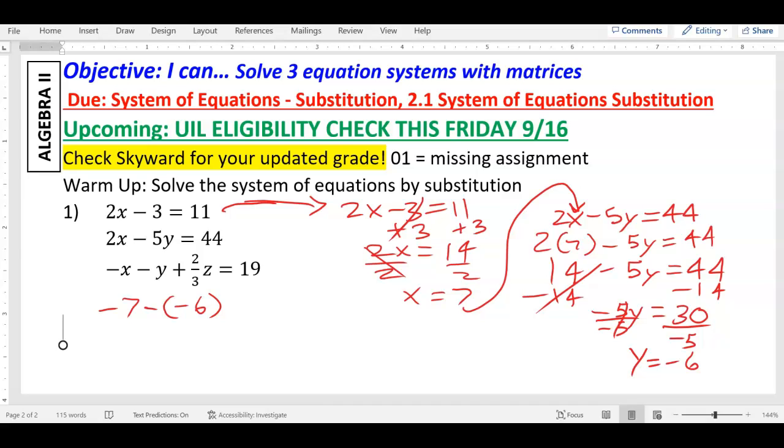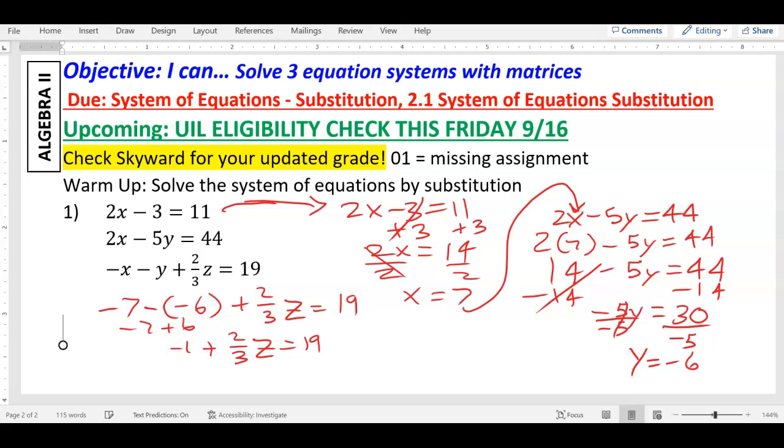So it's subtracting a negative 6. If you only put minus 6, it's going to be wrong. Okay, bring down plus 2/3 z equals 19. So the minus and negative is like adding. If you want to rewrite it as negative 7 plus 6, that's fine. But the main thing is that it's not negative 7 minus 6. Now, what's negative 7 plus 6 going to give me? Negative 1 plus 2/3 z equals 19.